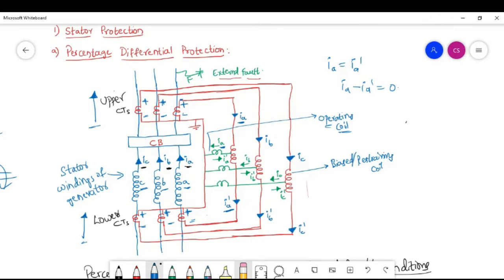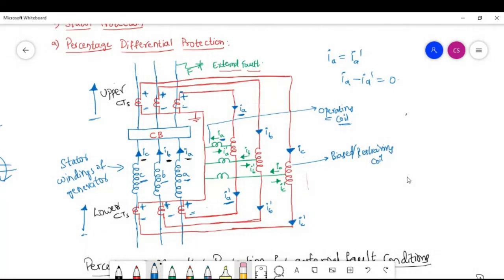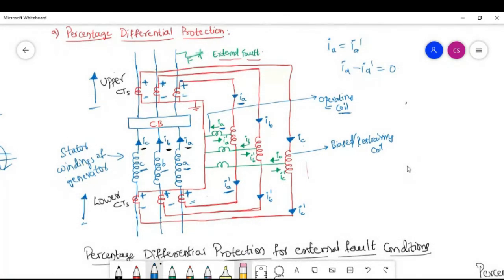Similarly, in case of phase B and phase C, because the fault is taking place externally, this condition is called the normal condition or external fault condition. Therefore, in this condition, the relay is not going to operate because the current is not flowing through the operating coil. So percentage differential protection for external fault conditions or normal conditions: IA is equal to IA dash, IA minus IA dash is equal to 0.